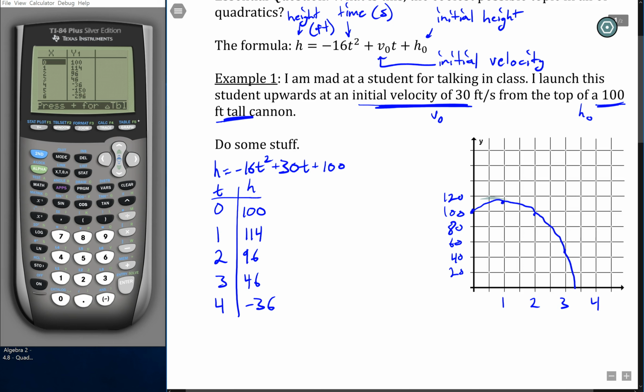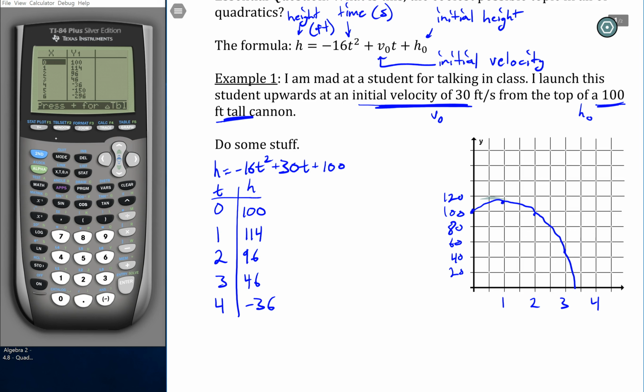But let's find the vertex. I can go into my graph. Let's first adjust the window. For my x max, 0 to 5 would be fine. I could even go 0 to 4. For the y minimum, 0. And it looks like I'm going up to a height of at least over 114. Let's put it at 130 and look at my graph. I should get a nice parabola. There we go. Now, remember what this parabola represents. If I look at the graph, I can see at what height the student is at different points in time.